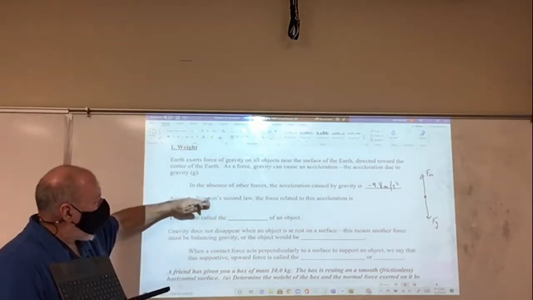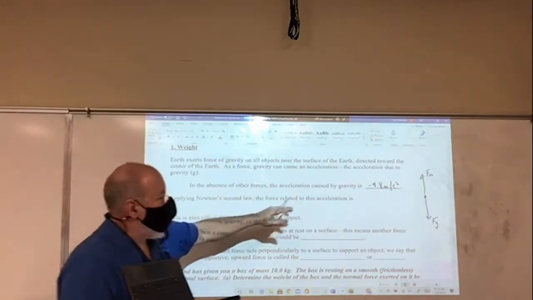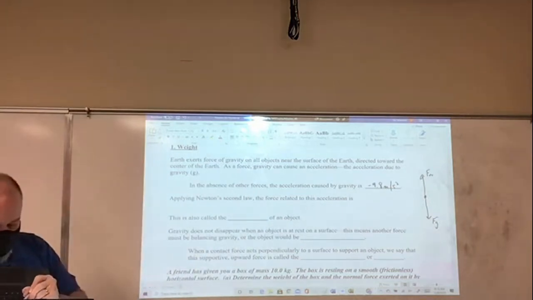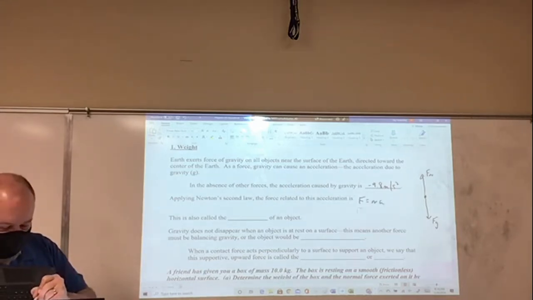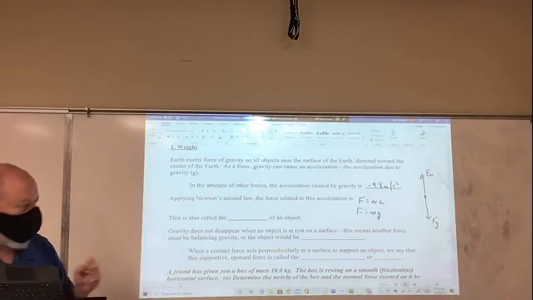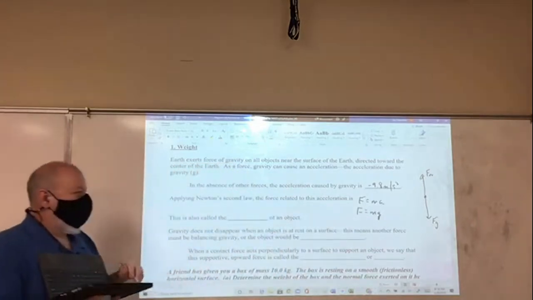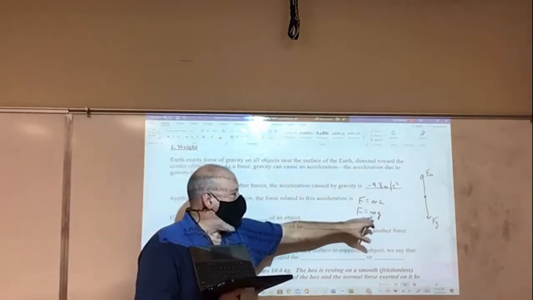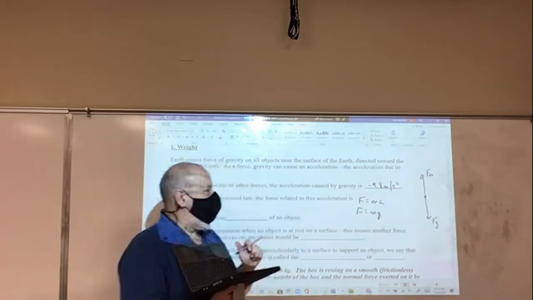And if we apply Newton's second law, the net force that's causing this acceleration is F equals ma. Except we're going to say F equals mg because it's a specific acceleration. It's not just any acceleration. It's the acceleration due to gravity. And Newton's second law says that the force causing that acceleration is mass times the acceleration due to gravity.